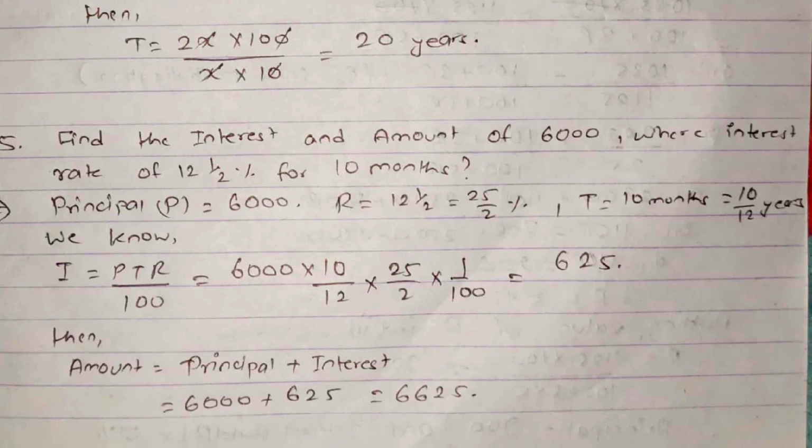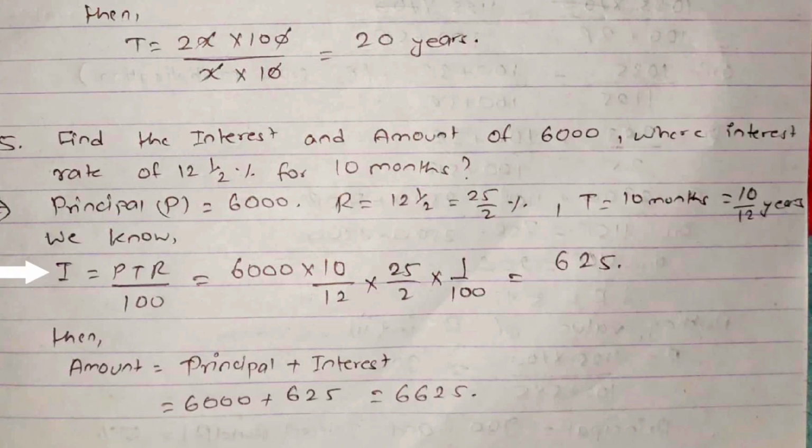Now let's move on to the last question, question number 5. The question goes like this. Find the interest and amount of 6000 at an interest rate of 12 whole 1 by 2% for 10 months. Now let us write the given terms first of all. Principal is given as 6000 euro. Rate of interest is given as 12 whole 1 by 2, which is equal to 25 by 2%. Time period is given in terms of months, which is 10 months. So we have to convert it into years. So 10 divided by 12 is the time in terms of years.